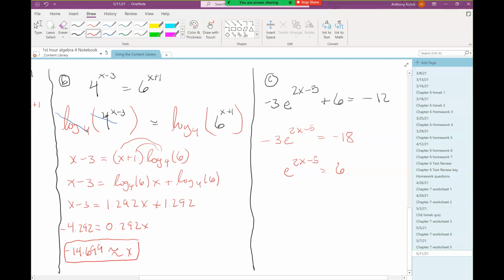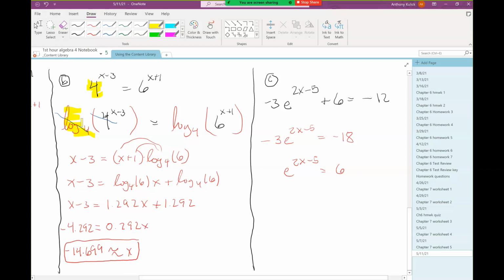Now I have to get rid of that exponent base of e, because again, there's not a good way to rewrite e and 6 to have the same exponent base. We're kind of in the same spot we were in the previous problem, right? So what should I do to get rid of that exponent base of e? What did we do to get rid of the exponent base of 4? We used log base 4, right? So what should I use to get rid of exponent base of e?